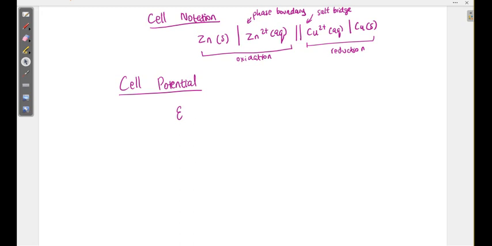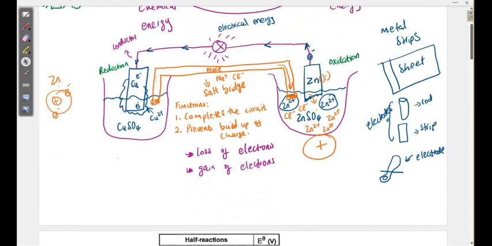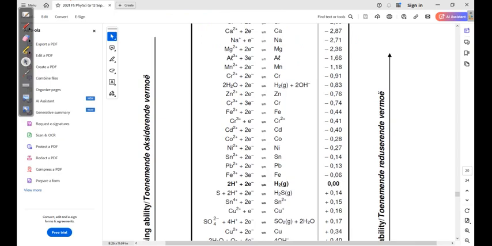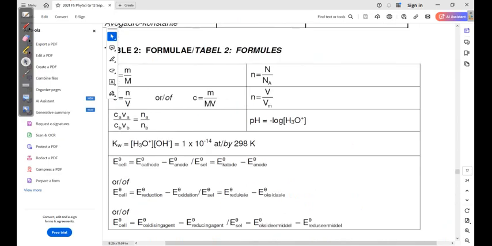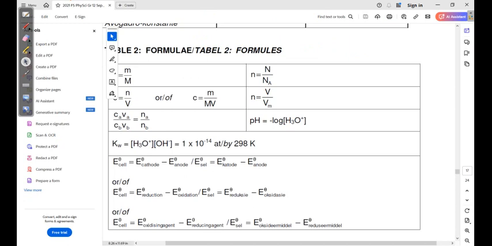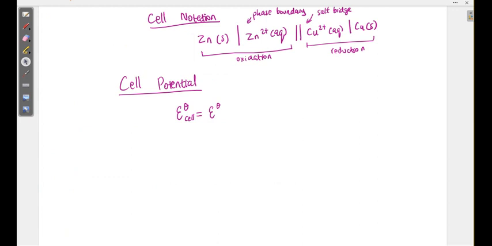Here, what we are doing is calculating the EMF produced. Remember, we said we are producing electricity, so we calculate the EMF produced, and to get it, you say E naught cell. E naught cell is equal to E naught of reduction minus oxidation. I like the one of reduction minus oxidation.